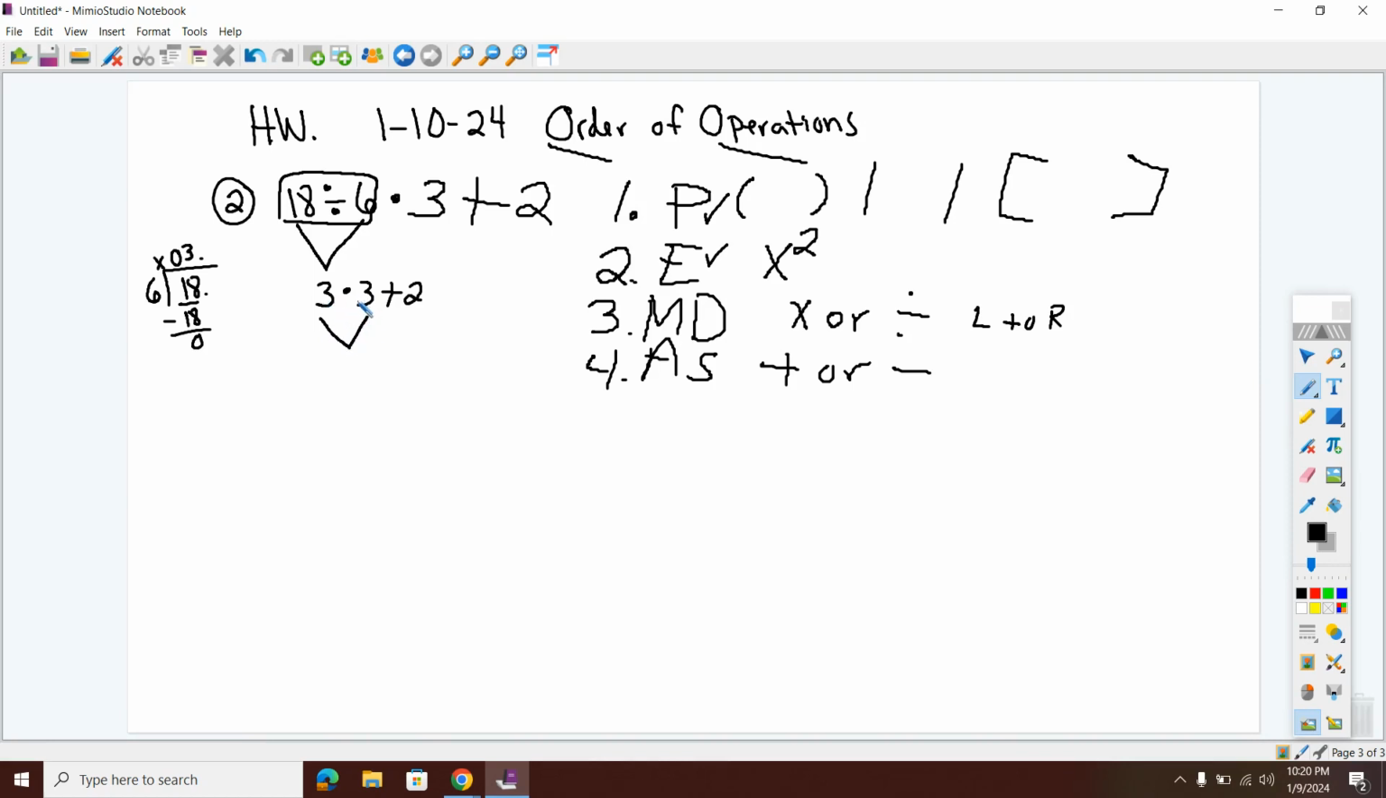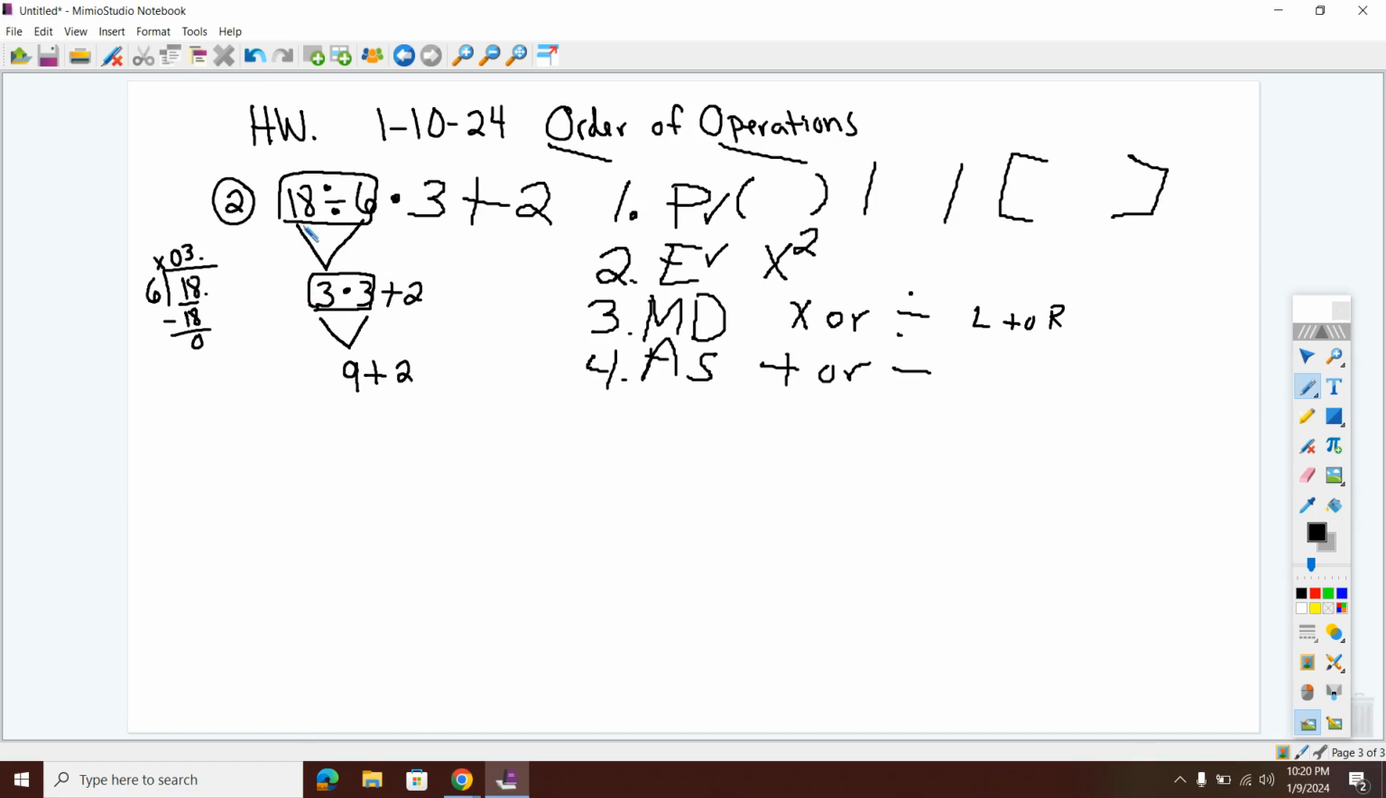3 times 3, that's pretty easy to do mentally, but you could also go to the side, do your times tables if you need to. 3 times 3 would be 9. Okay? I am done with these two. So I like to put a little box around so I can say, okay, I'm done with you. Anything that is outside the box comes down.